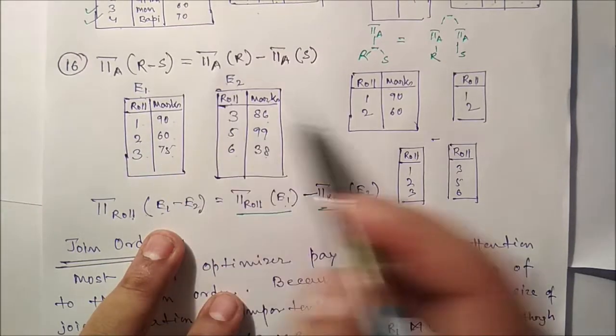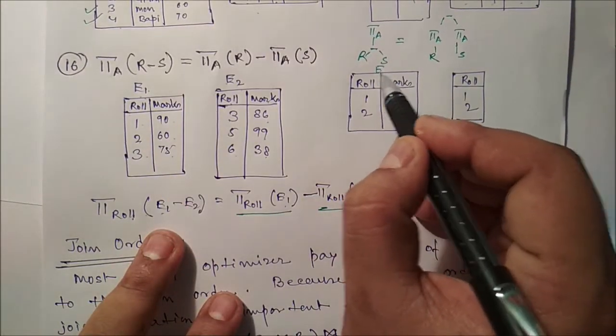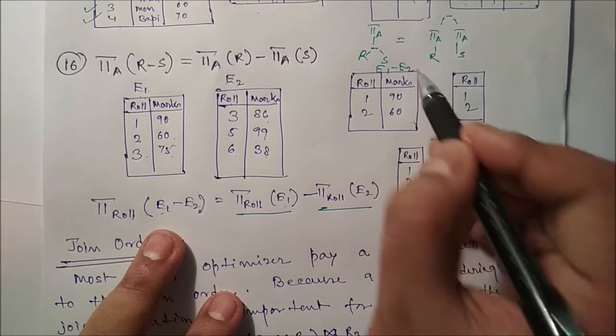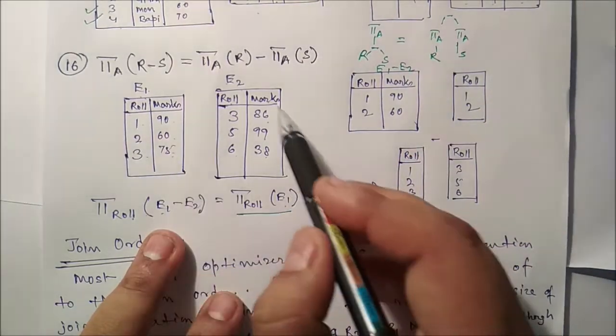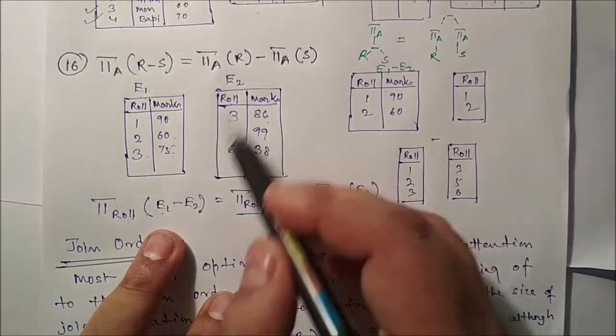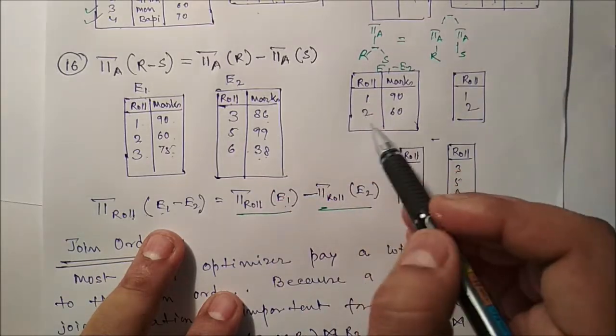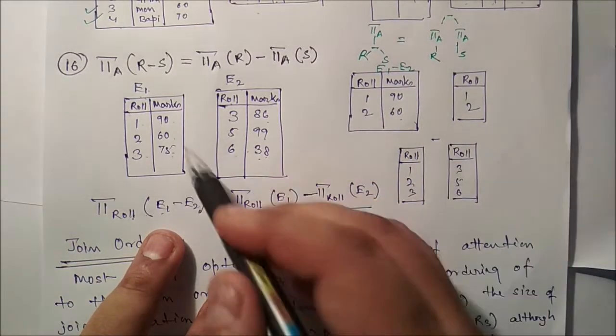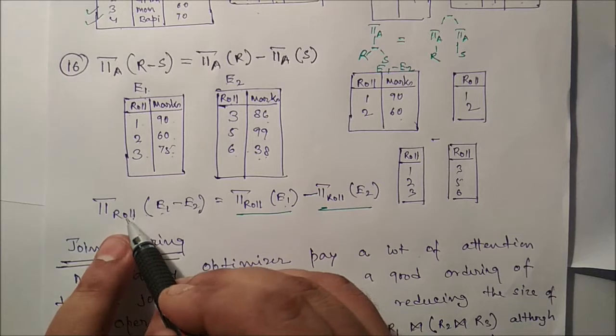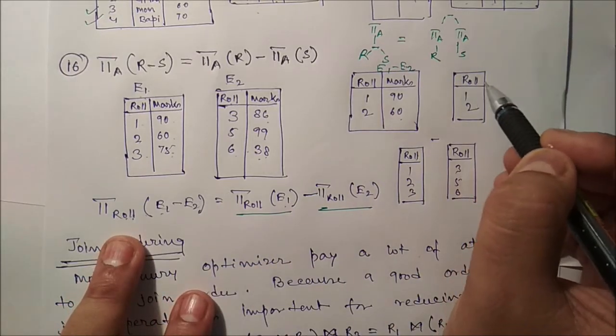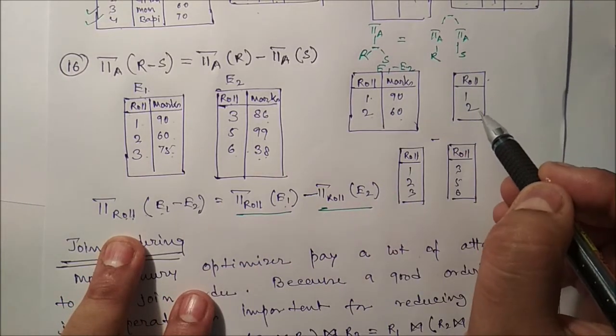So first of all, if you apply E1 minus E2, this is nothing but our E1 minus E2 table. Here you have to remove this 3, because the 3 record is present in this particular E2 table. So output is 1 90, 2 60, and from that result we need only the roll number. So this is nothing but our roll number. Output is 1 and 2.